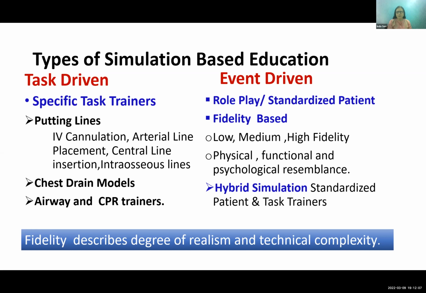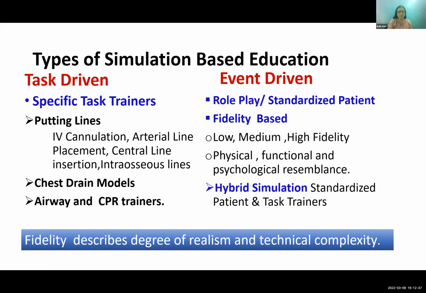Then this has to be three-dimensional, that is, physical, functional, and psychological resemblance has to be there. So it's easy to get the physical, even the functional resemblance, but the psychological, like the safety of the participants, is very important. They have to immerse into the situation, into the scenario, to learn maximum. And Dr. Thilaka is the right person to talk about it. She will talk about it in detail in her talk.